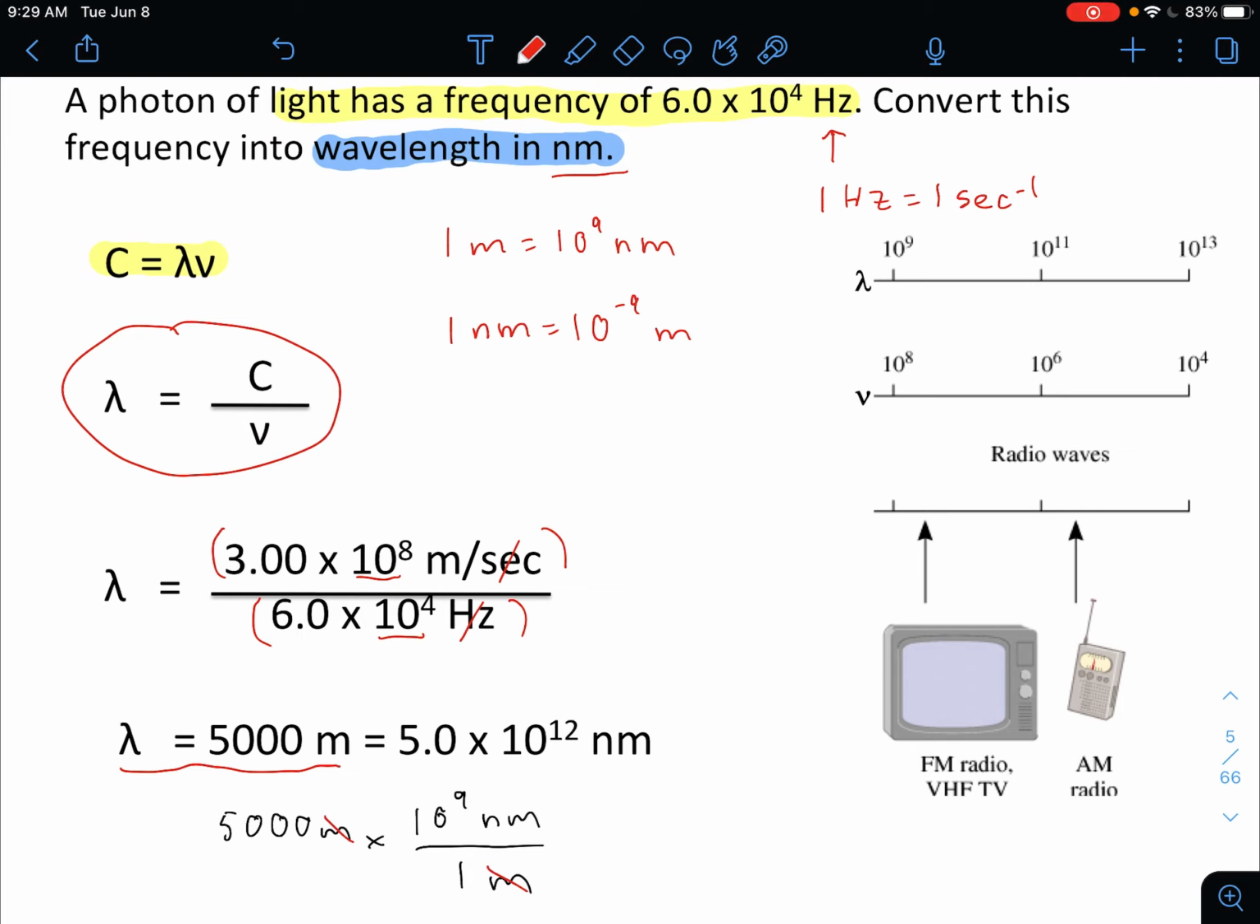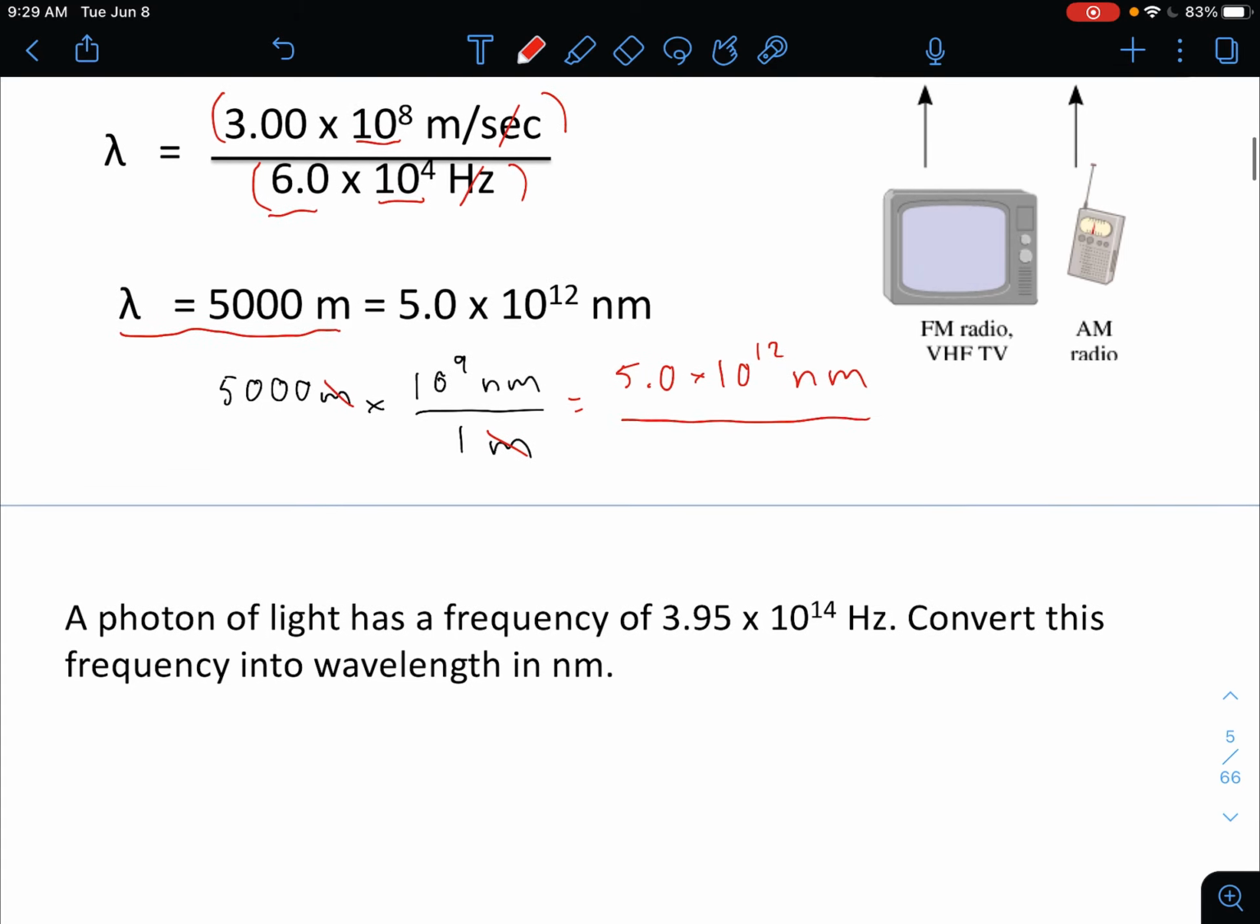Meters cancel, and I wrote 5.0 times 10 to the 12th nanometers. That's with the correct significant figures, right? Given that it's 6.0 times 10 to the fourth hertz. 5,000 is just one significant figure, so I guess I should have written 5.0 times 10 to the third, but our final answer is accurate with the correct number of significant figures.